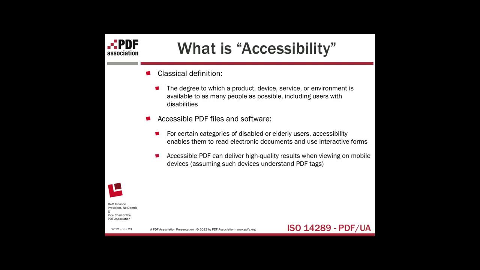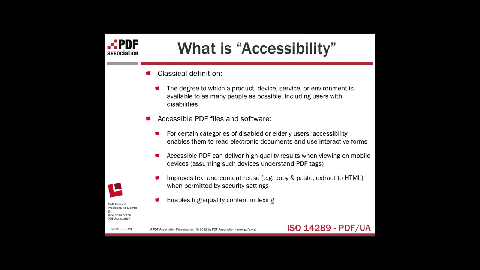Accessible PDF can deliver high quality results viewed on mobile devices and on other platforms, reflowed onto web pages and so forth, or extracted as HTML, assuming, of course, that the consuming device can consume PDF tags, and that's a big hint to everybody in here who writes software. It's very related to its utility on mobile devices. An accessible PDF file delivers good results when copying, pasting, or extracting content to HTML because somebody has done the work of managing the process in which all this content fits together in a logical order.